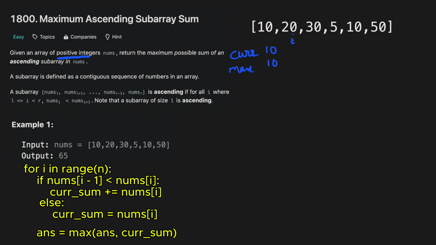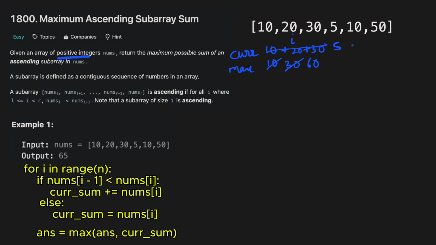So we can see that 20 is more than 10. So current sum will become 10 plus 20, that is 30, and maximum sum will be maximum of 10 and 30, which will be equal to 30 now. Then the next element we see is 30, which is more than 20, and our current sum now becomes 60, which is more than current maximum sum of 30. So we set our maximum sum to 60 now. Then the next element we see is 5, which is less than 30. So that means there is a break. So we reset our current sum to 5, but our maximum sum will stay 60.